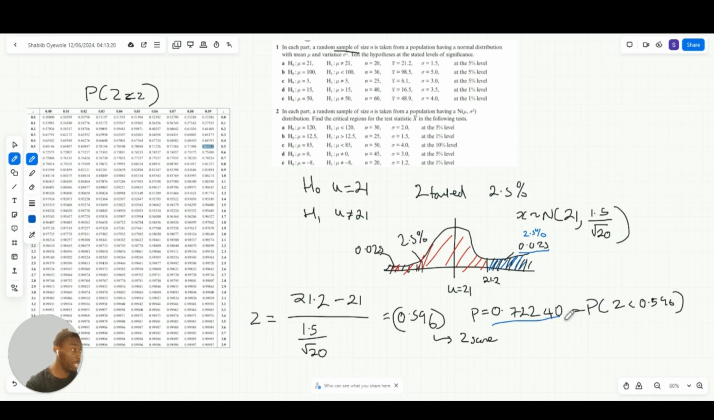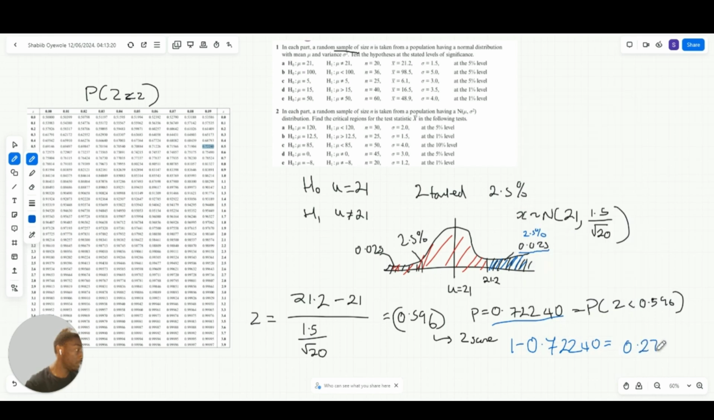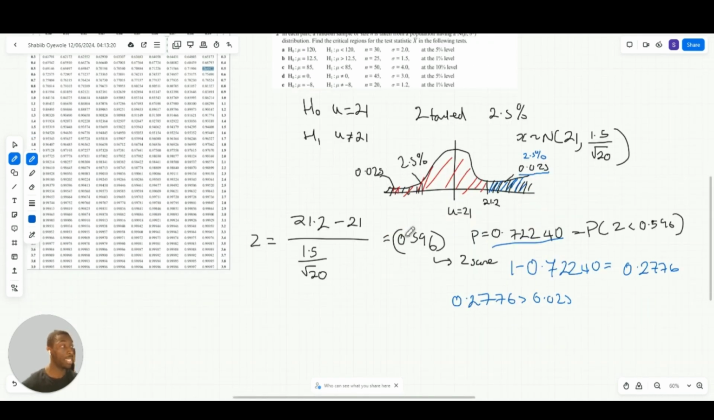So now I'm going to take this probability, which is equal to the red shaded region. I'm going to do 1 minus 0.72240, and in my calculator, 1 minus 0.72240, and that will give me 0.2776. Now this is definitely greater than 0.025, so definitely I can keep the H0, and there is not significant evidence to show that there is a difference.